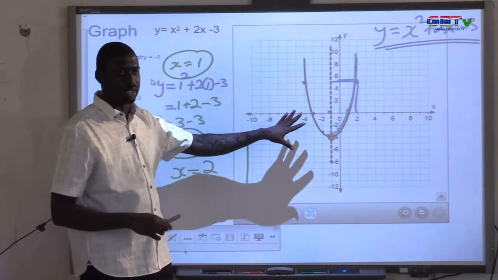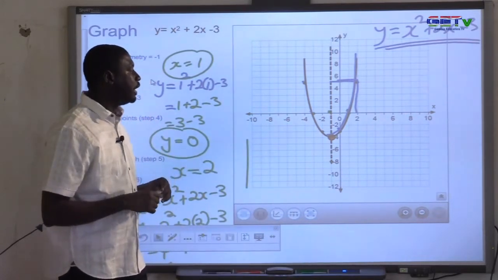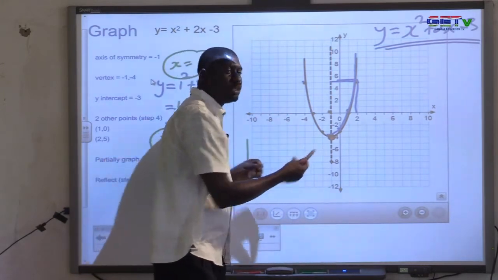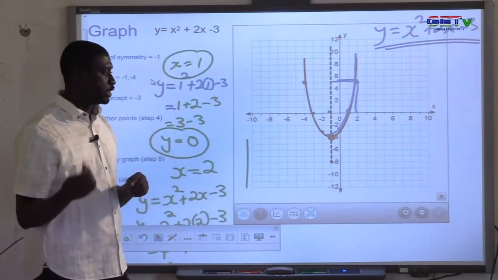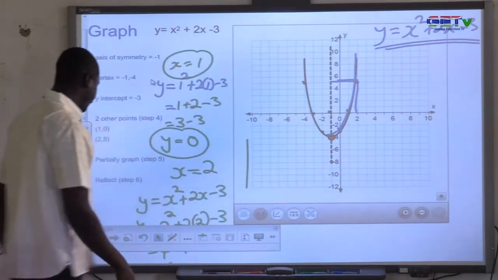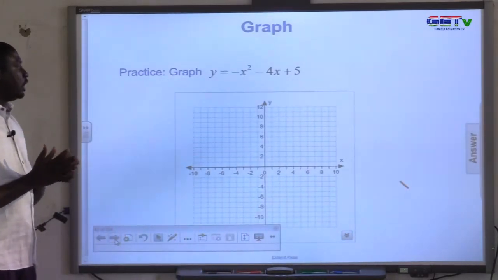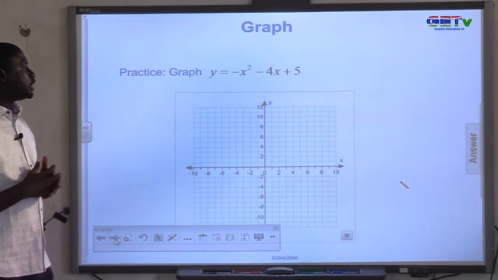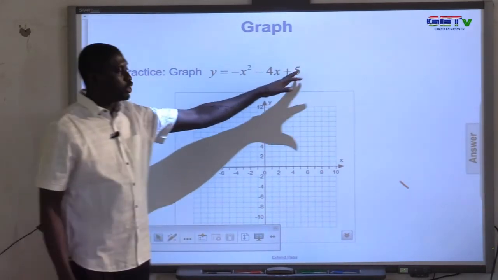I've solved it already, so it's very important you take note. It doesn't have to be the same method, but the solution has to be the same. That is important. Let's look at one and we try it together. Yes, practice. Graph the function given: y is equal to negative x squared minus 4x plus 5.